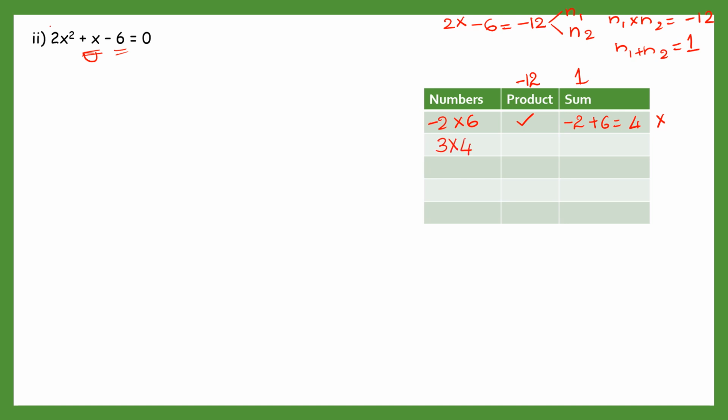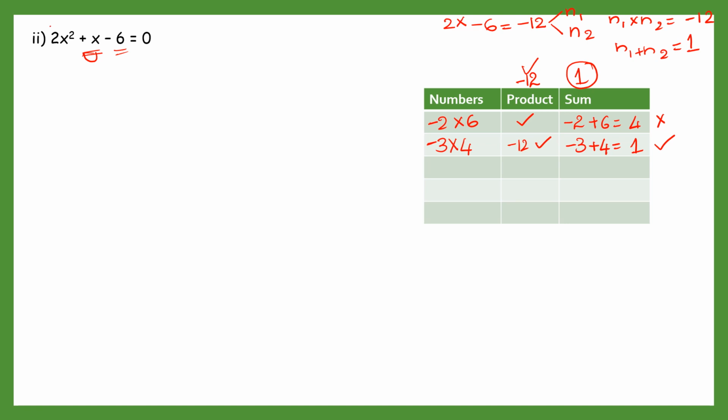Let's take other numbers. You can take 3 4s are 12. You want product minus 12. That means for any one number take minus. Minus 3 into 4. Minus into plus is minus. 4 into 3 is 12. So you get minus 12. So this is satisfied. Then take the sum. Minus 3 plus 4. What is the sum? It is 1. You want sum also 1. So this is also correct. So minus 3 and 4 will satisfy two conditions. Product you got minus 12, sum you got 1.